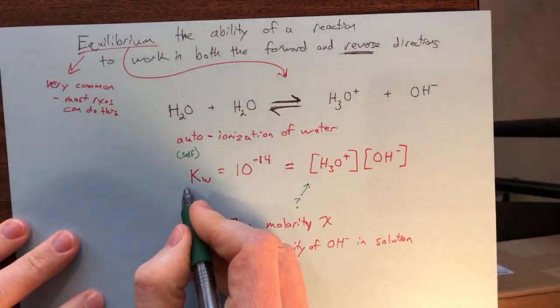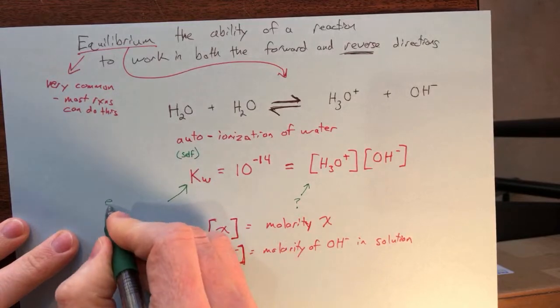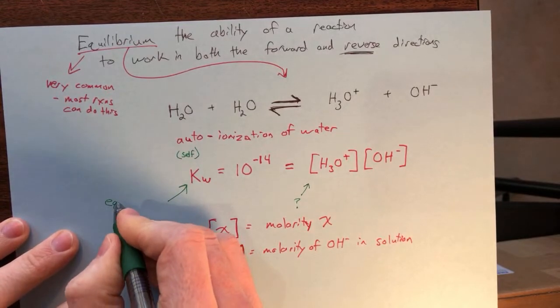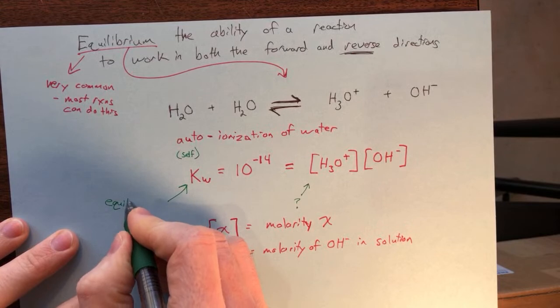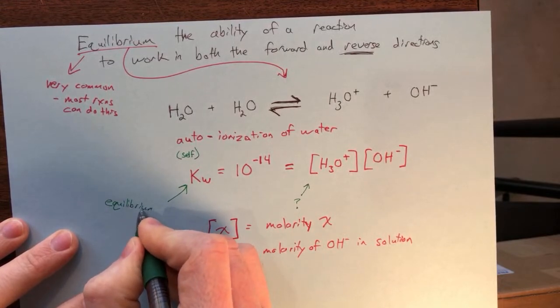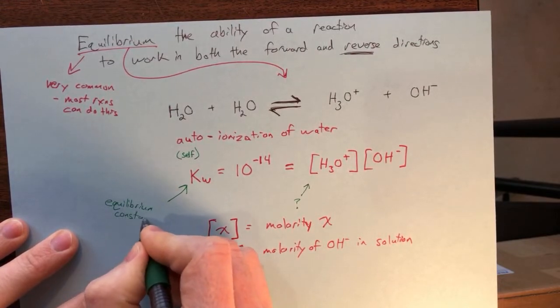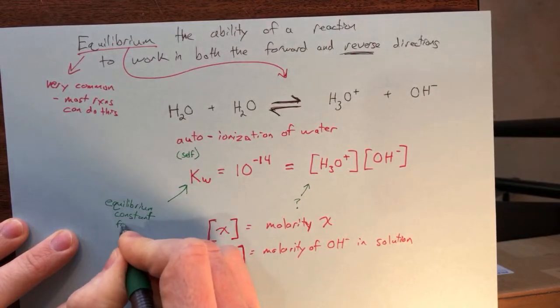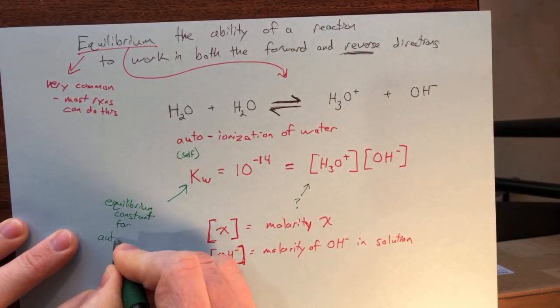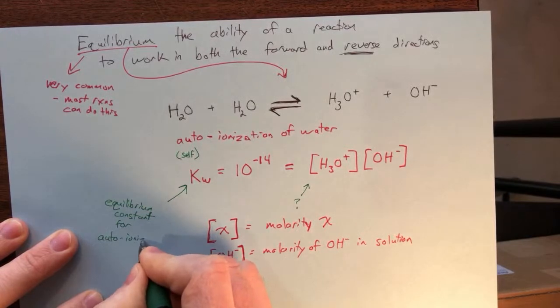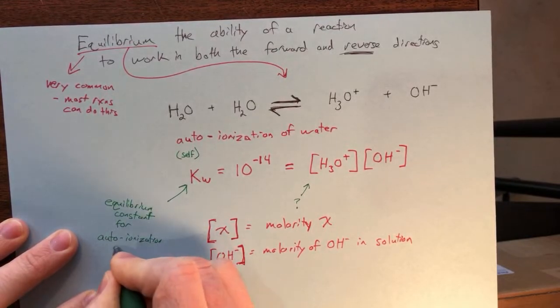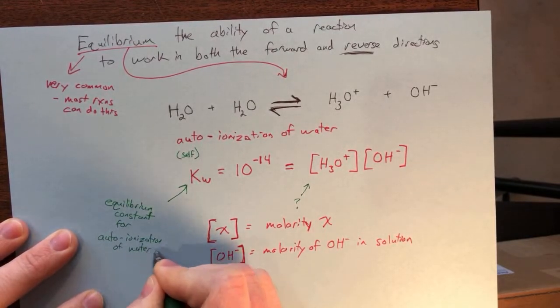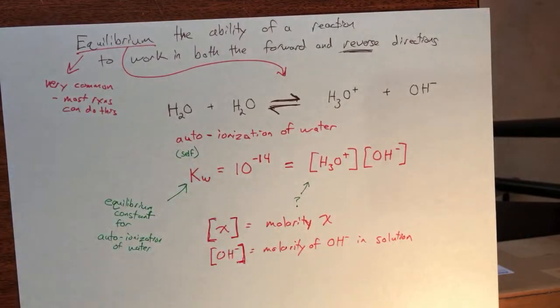So what is this Kw here? That is the equilibrium constant, and it's one of your questions in your homework, for the auto-ionization of water. And this equilibrium constant is basically a constant that tells you about the reaction. It tells you how much the reaction wants to happen, okay?